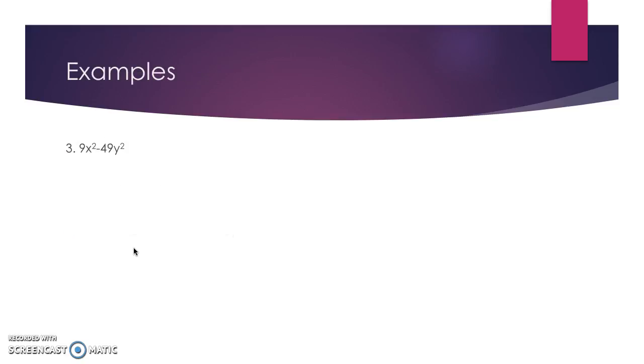Our first example is number 3, we have 9x squared minus 49y squared. What do we notice about 9 and 49? They're both perfect squares. Okay, so 3 squared equals 9, and 7 squared equals 49. Also, x times x equals x squared, and y times y equals y squared, so those are both perfect squares as well.